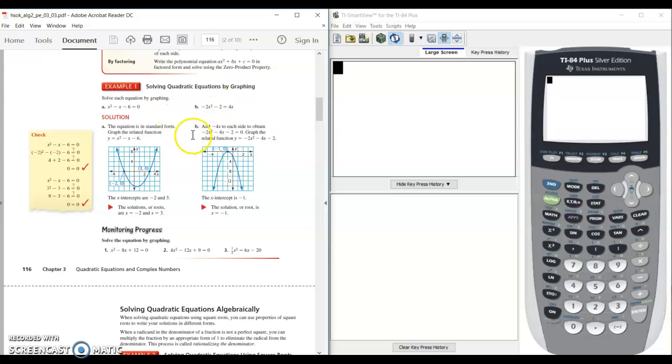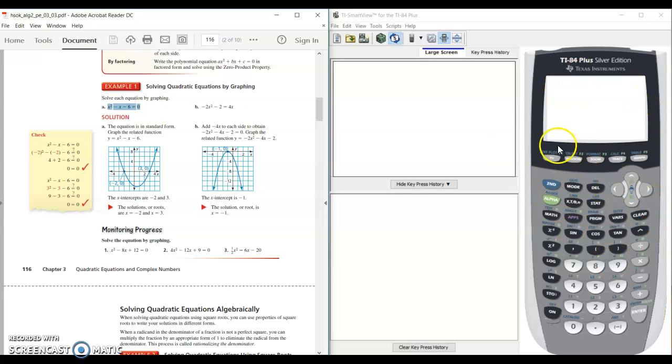So whenever we graph an equation, we're going to move everything from one side all the way over to the other and set it equal to 0, just like example A is set equal to 0. So A is actually ready for us to go. We've got x squared minus x minus 6 equals 0. So what we're going to do is type that in.